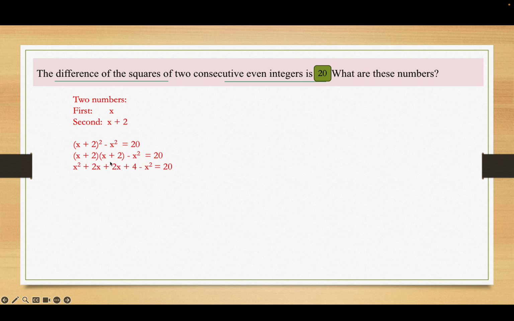That gives me x squared plus 2x. Then I distribute the 2, another 2x plus 4. Then minus that x squared is going to equal 20. Oh, isn't this gorgeous? The x squareds cancel out. x squared minus x squared is nothing. So I get 4x plus 4 is 20. Subtracting the 4, 4x is 16. Dividing by 4, x is 4. Beautiful. x works out to be 4. So 4 and 6 are the two numbers.